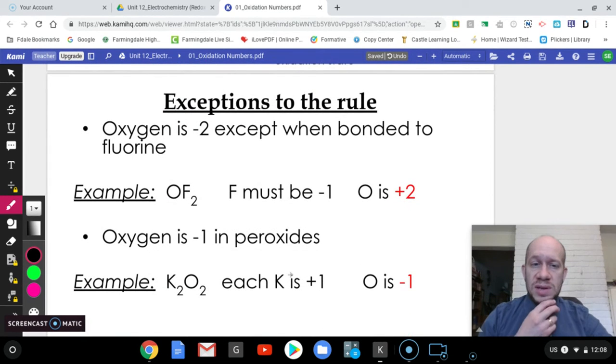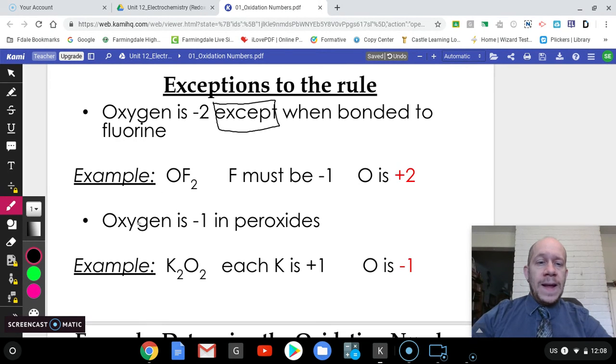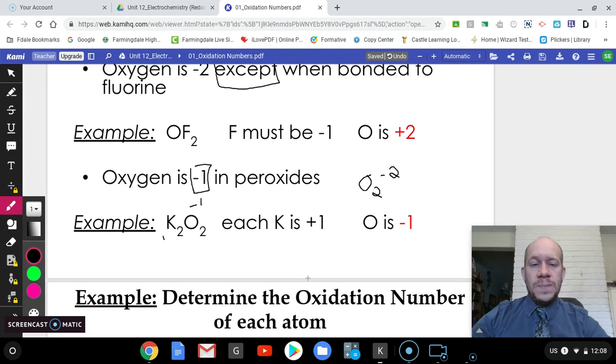So there are a couple of exceptions. Oxygen is -2, except when it's bonded to fluorine. When it's bonded to fluorine, then it will be a +2. And then oxygen is -1 in peroxide. So if you look on table E, you'll see a peroxide is an O2 with a -2 charge. In order for us to have two oxygens together, we'll have to have a -1 charge. So we're going to have to be careful when we look at some of our formulas. Peroxide will make -1 for our oxidation state in a peroxide because each potassium has a +1 charge, and there are two oxygens, so each one has to be a -1.